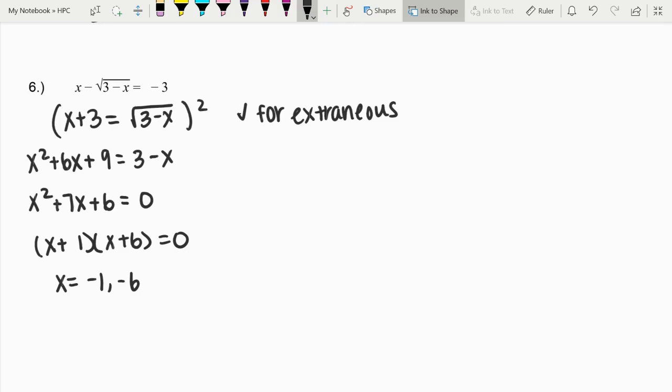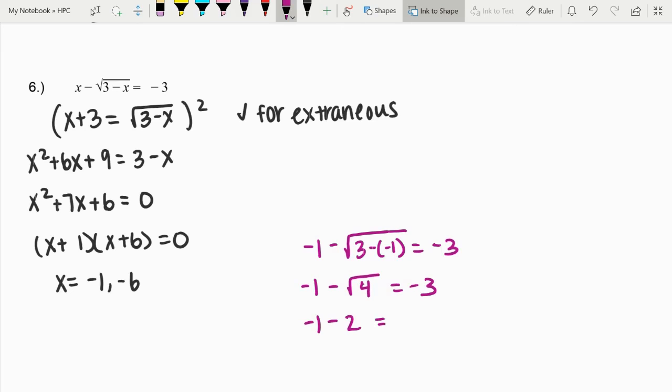So we're going to substitute back into the original problem. So if I do that, I have negative 1 minus the square root of 3 minus a negative 1, and that should equal negative 3. So I'm going to have negative 1 minus the square root of 4 equals negative 3, so I have negative 1 minus 2 equals negative 3. Negative 3 equals negative 3. So we do know that negative 1 is a solution.